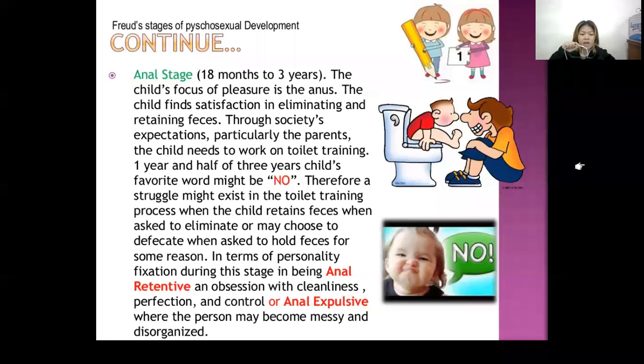During the stage, pag anal retentive ka, anal retentive is pinipigilan mo kung saan ka magbabawas. So anal retentive, there you have now an obsession with cleanliness, with perfection and with control, okay? Kapag pinabayaan lang kung saan ka magbabawas, anal expulsive, where the person may become messy or disorganized. Okay? You see the difference? It has an effect on you.